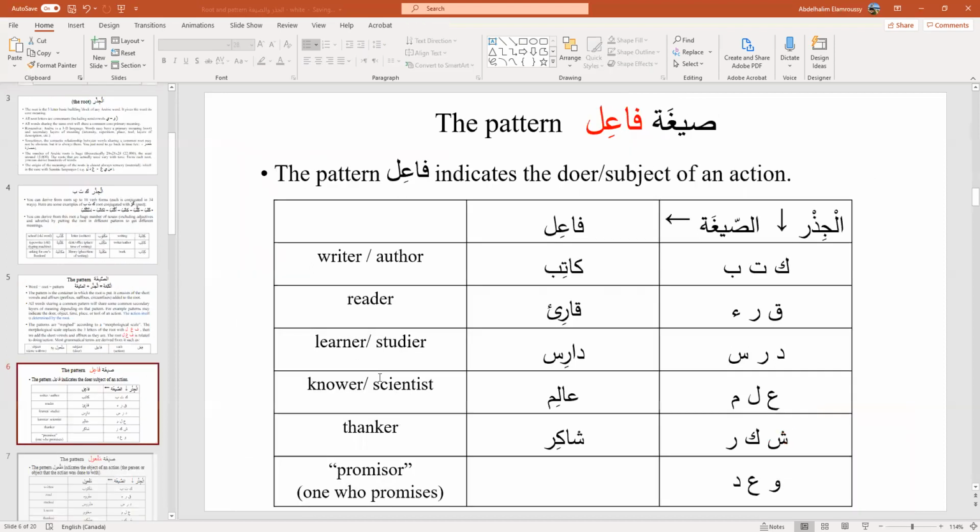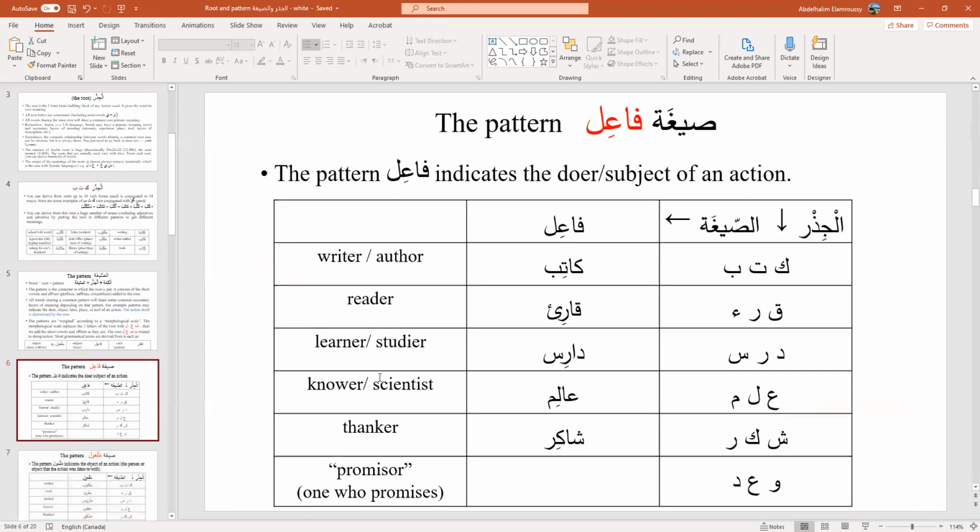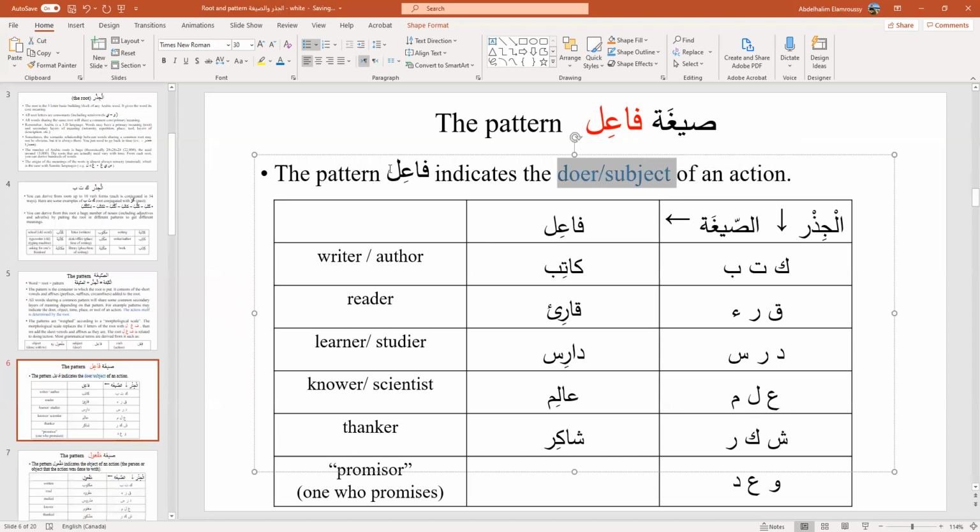So let's take some examples of patterns. The first pattern that we'll deal with today, and we'll just go over three patterns in this file, we won't go over any more patterns, is the pattern fa'il. The pattern fa'il indicates the doer or the subject of the action. So again, the pattern فاعل indicates the doer or the subject of the action.